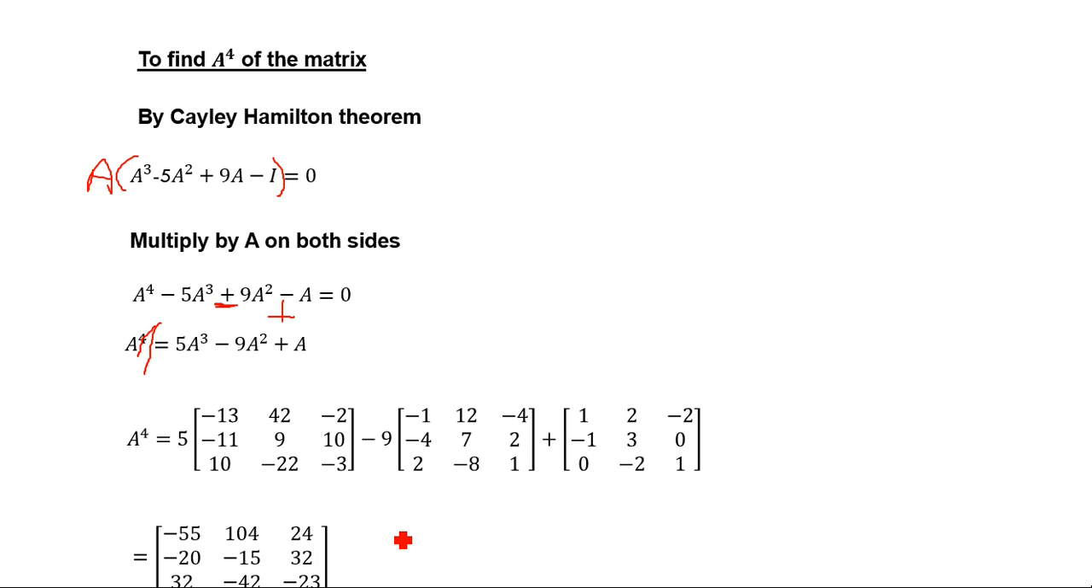Okay. So you understand these two problems, finding A inverse and A power 4 by using the Cayley-Hamilton theorem. The application of this Cayley-Hamilton theorem is very, very important, since to find A inverse for higher order matrices, this theorem is very, very useful.